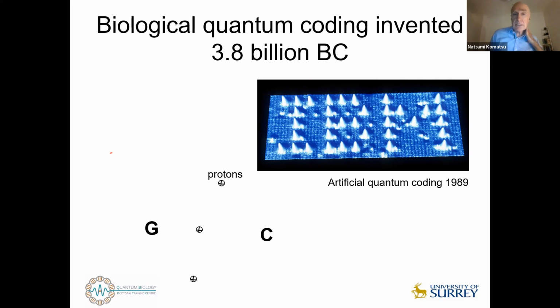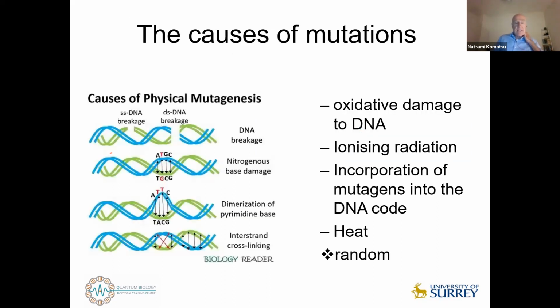Now, back to mutation. Once DNA was discovered, mechanisms for causing mutation also became apparent. Lots of different agents were already known to cause mutations, such as oxidative agents, ionizing radiation, and mutagens. And these were all found to interact with DNA. These are what we call physical mutagenesis, caused by physical insults, if you like: oxidative damage, ionizing radiation, mutagens, heat also. And the key feature of these mechanisms of mutation is that they're random.